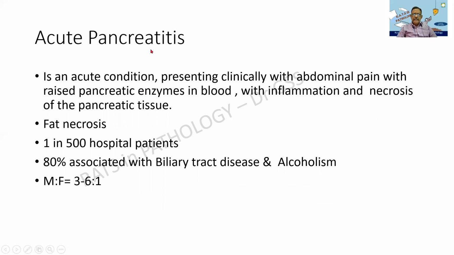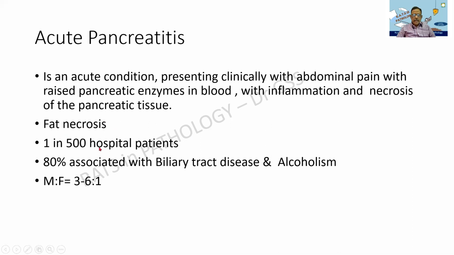Acute pancreatitis is a repeatedly asked university question. It is an acute condition presenting clinically with abdominal pain, raised pancreatic enzymes in the blood, along with inflammation and necrosis of the pancreatic tissue. Definitions are definitions, so I repeat once again: acute condition with abdominal pain, pancreatic enzymes, inflammation and necrosis of pancreatic tissue. Also, there is necrosis of the surrounding fat. Fat necrosis, a classical example.